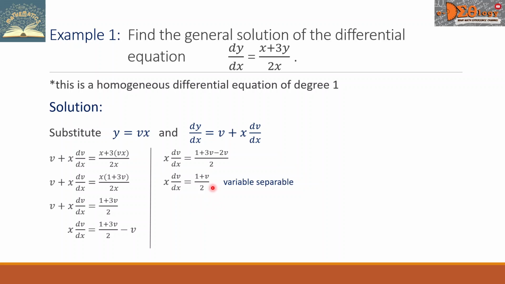From here, we will do variable separable method. We will do cross multiplication to put variables together. So it becomes like this. 2 dv all over 1 plus v equals dx over x. And from here, we will integrate both sides.